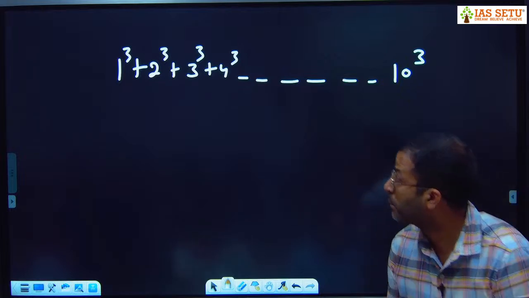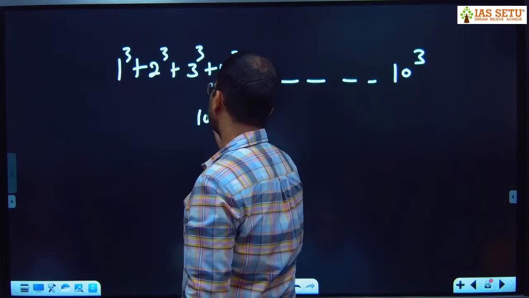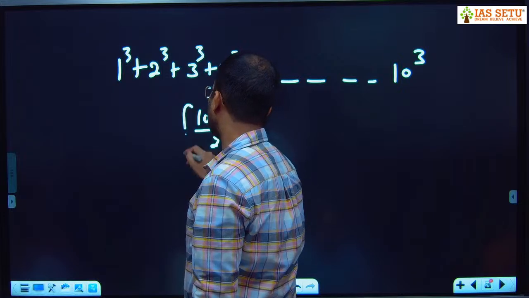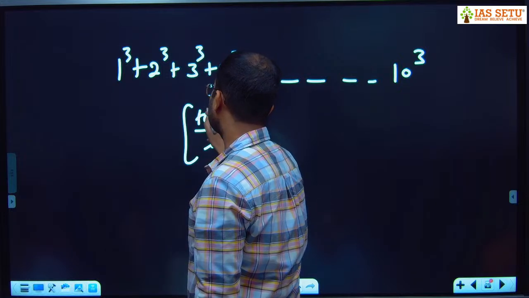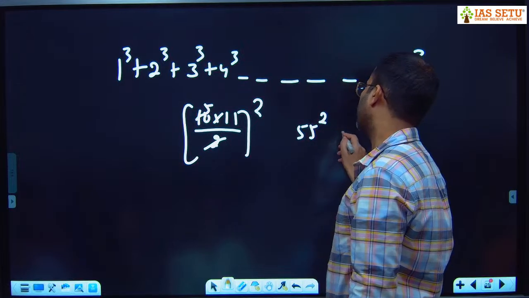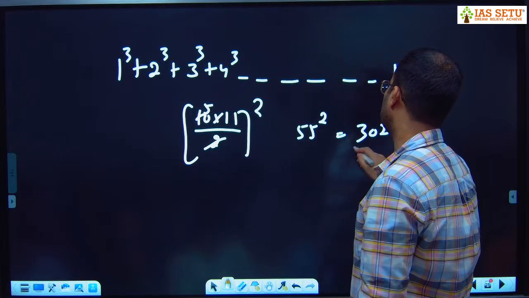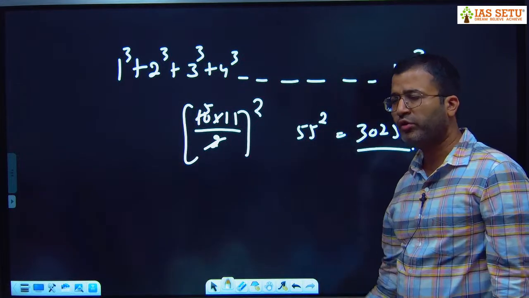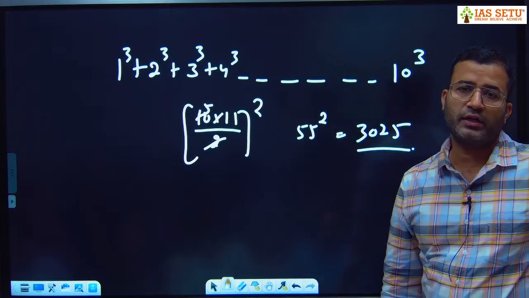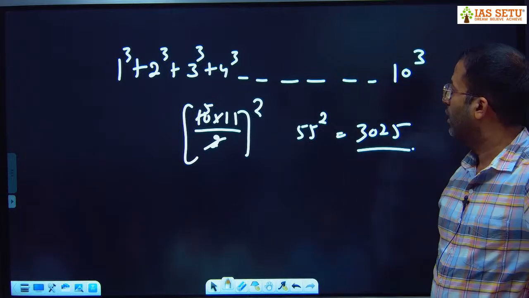Done. Now here it is 10 into 11 divided by 2 whole square. So it is 55 square. 55 square is 3025. We will do square calculation later. How we can calculate square value first, that we will see later.